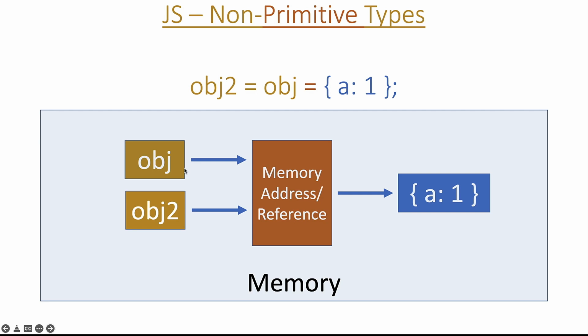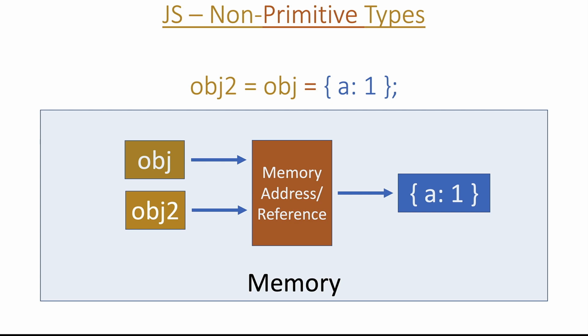But when it comes to arrays and objects, the values that are assigned to the variables are references to the objects or arrays. So when an assignment like this is done, what will effectively happen is that both of the variables will point to the same memory reference, which will then point to the actual object or array. So this is how the assignment operation is different for primitive types and non-primitive types.